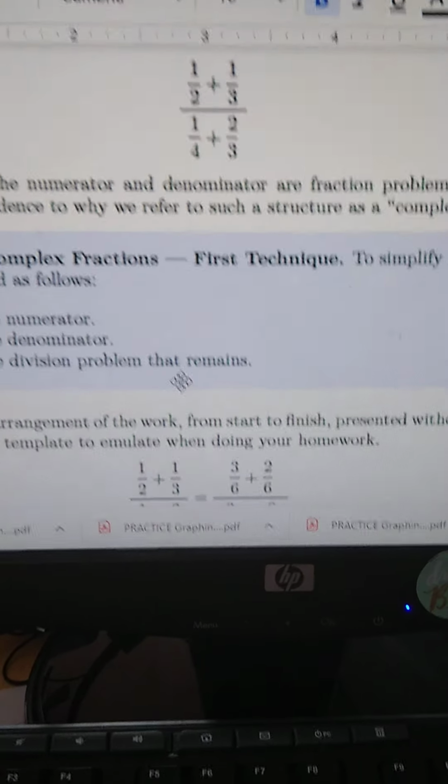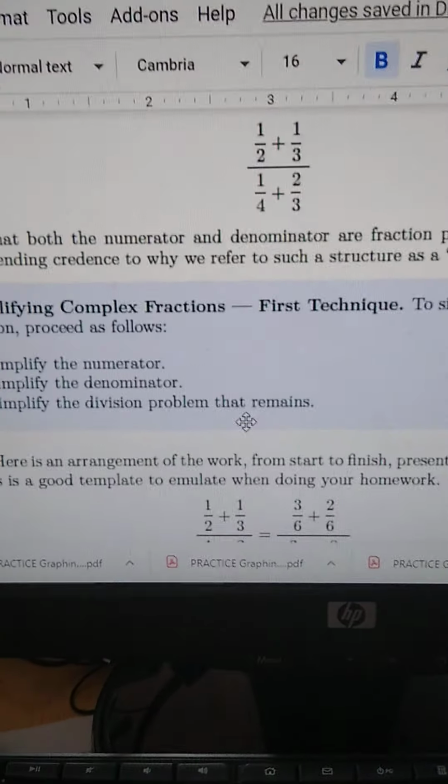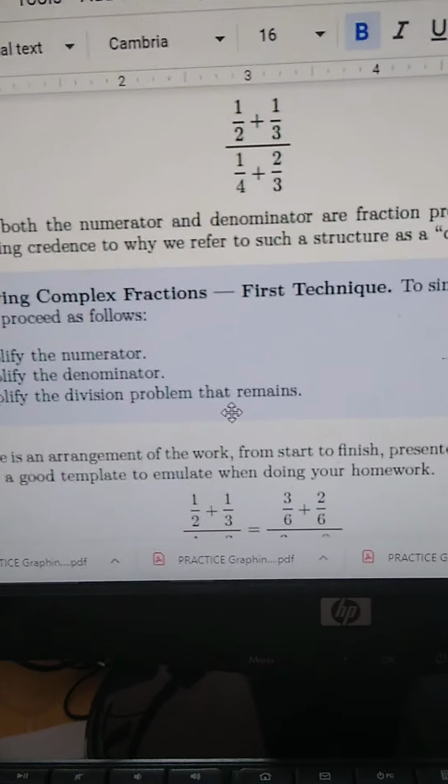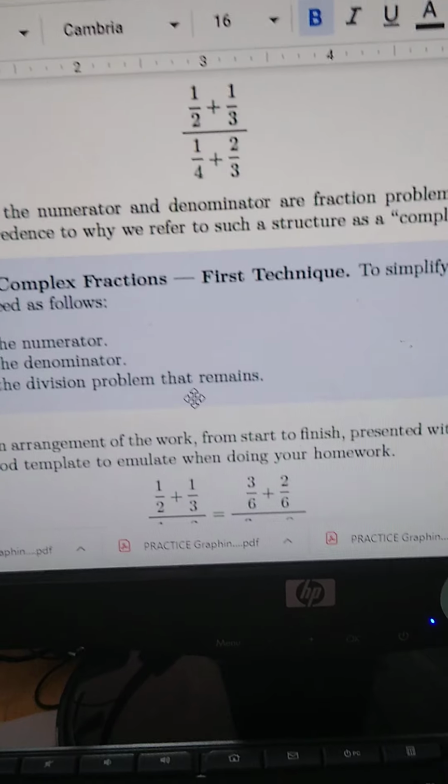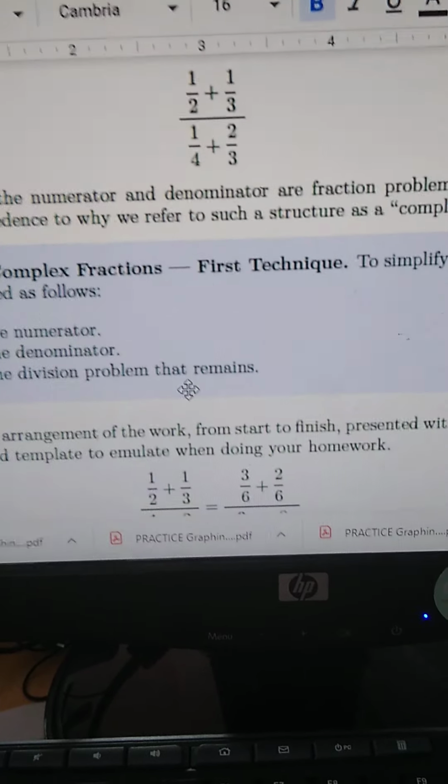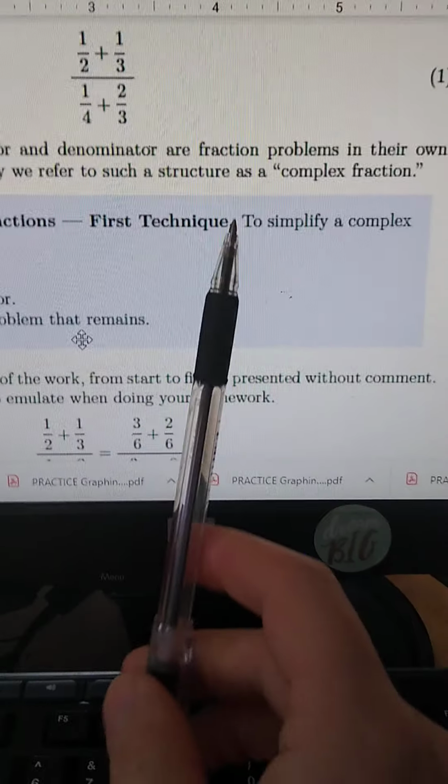There's actually two techniques. We're going to really just focus on the first technique. I think in tomorrow's lesson I will bring up the second technique. You can decide if you just want to stick with this one, and that's fine. But I do want to show you both. But today we'll just stick with the first one.